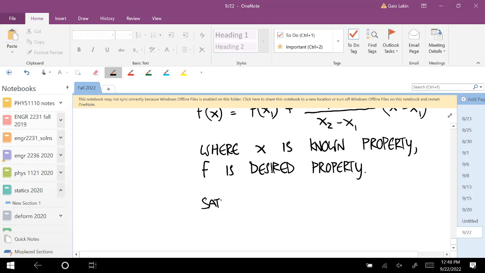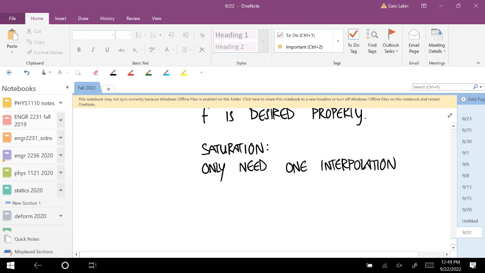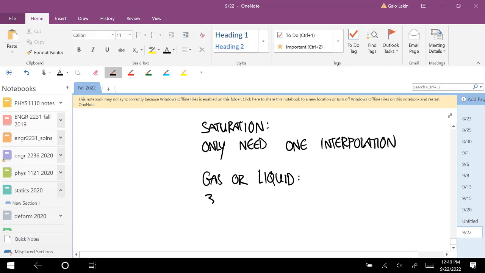For saturated materials, so at saturation, you only need one interpolation. If you're not at saturation, then you need to do it in 3 steps.